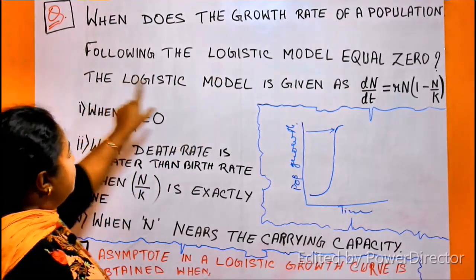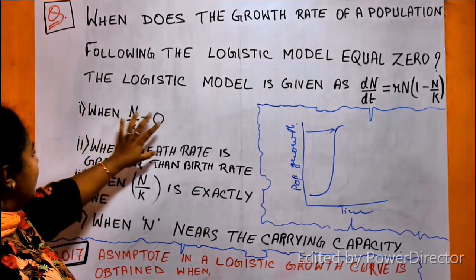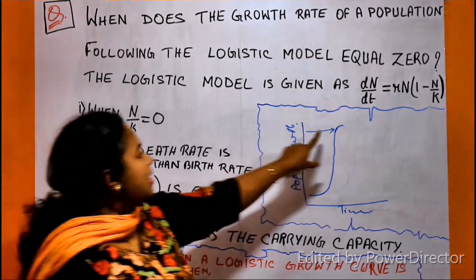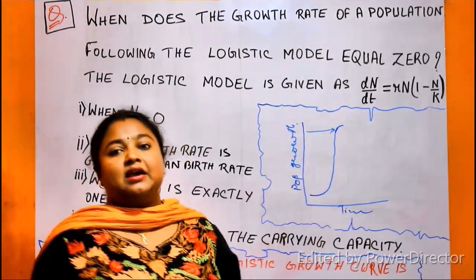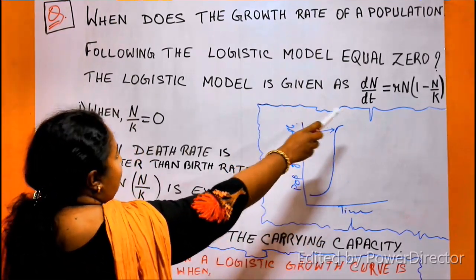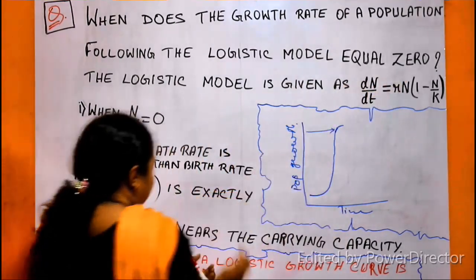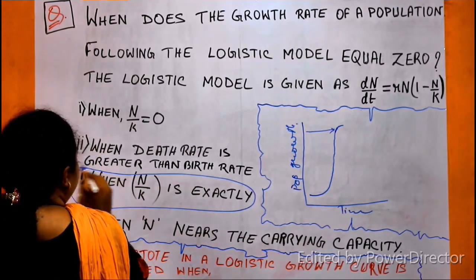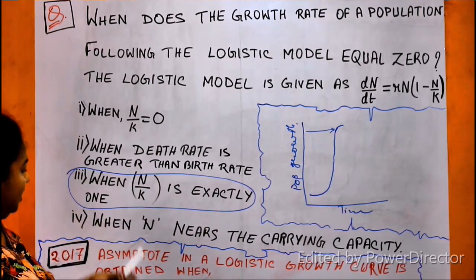So the logistic model is given by this equation, and what will be the answer? N by K equal to 0 when death rate is greater than birth rate, N by K exactly 1. So this is the point where population growth and the carrying capacity both become equal. When N nears the carrying capacity, that is not actually the answer, because when does the growth rate of a population following the logistic model equal 0? It will happen when N and K are equal and the ratio is exactly 1. Another question is there from 2017 which is just related to that.